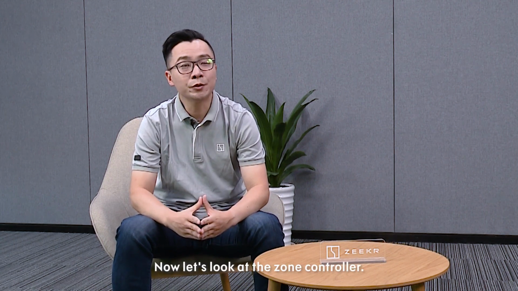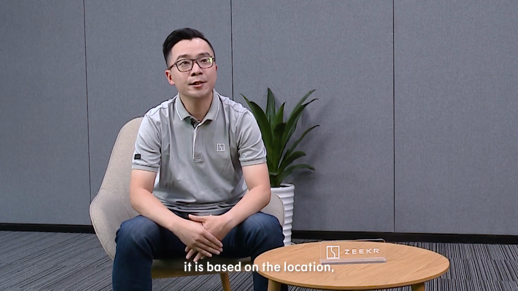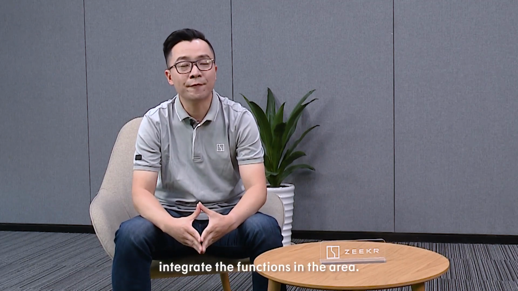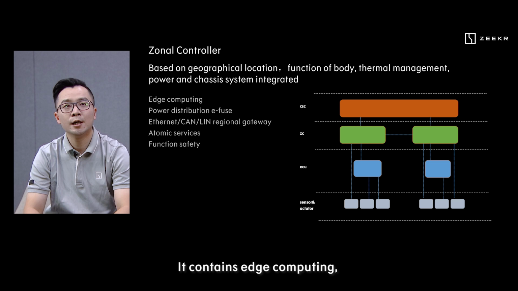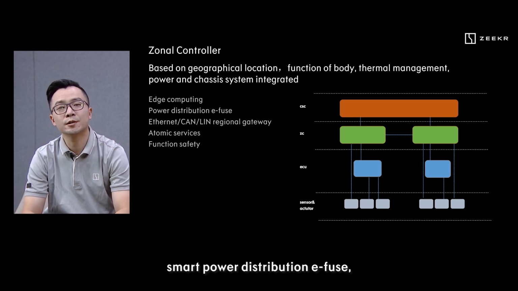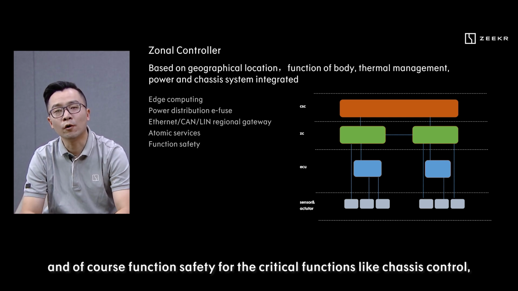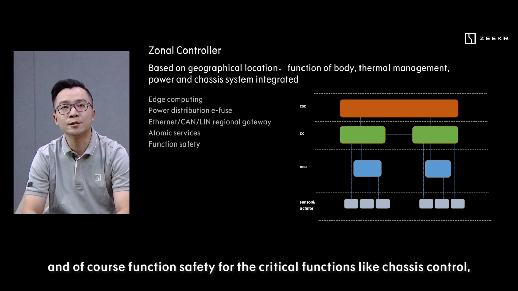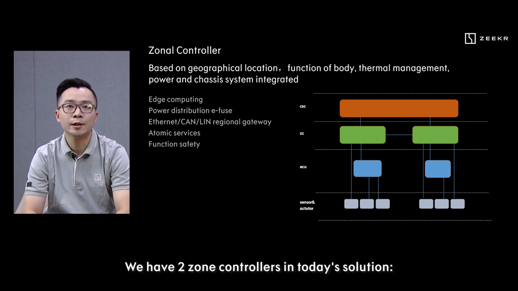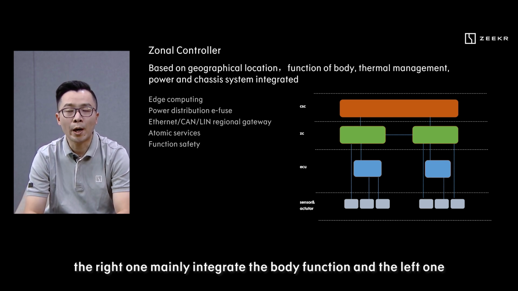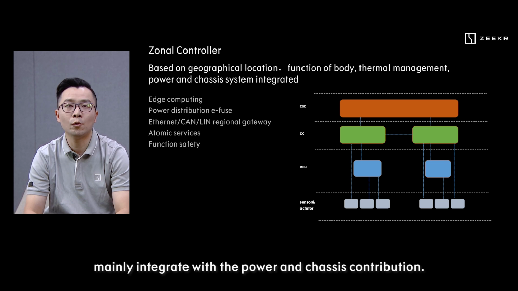Now, let's look at the zone controller. What is a zone controller? In a very simple way, it is based on location and integrates the functions in the area. It contains edge computing, smart power distribution via e-fuses, network gateways, atomic services, and of course, functional safety for the critical functions like chassis control and power. We have two zone controllers in today's solution. The right one mainly integrates the body functions, and the left one mainly integrates the power and the chassis control functions.